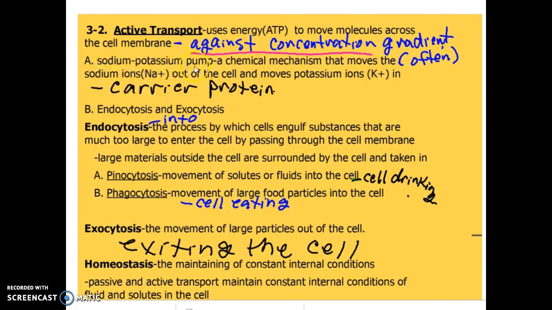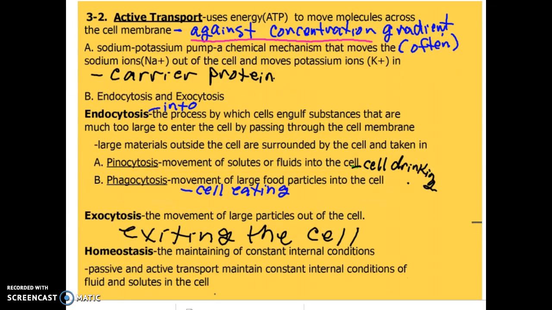One kind is called a sodium-potassium pump. Sodium and potassium are electrolytes that are really important in cell function. We're not going to go into a lot of detail with that, but this requires energy for your cells to maintain proper sodium and potassium levels in the cells. So that's one type of active transport. And then endocytosis and exocytosis. Again, these are active transport.